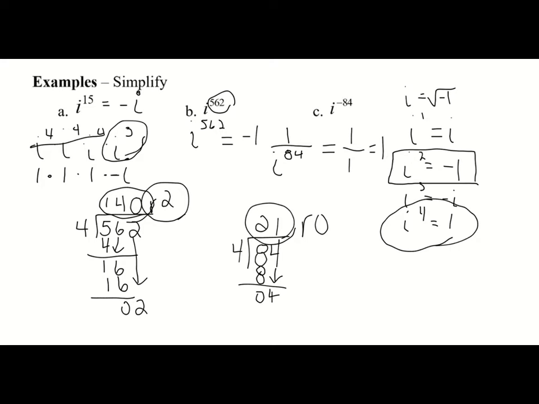So the main thing to remember here is divide by 4. Whatever your remainder is, that matches up with the exponents on your i's, and that will be your answer. And again, if your remainder is 0, so think i to the 0, that's going to equal your 1 as well. Hopefully that is helpful.